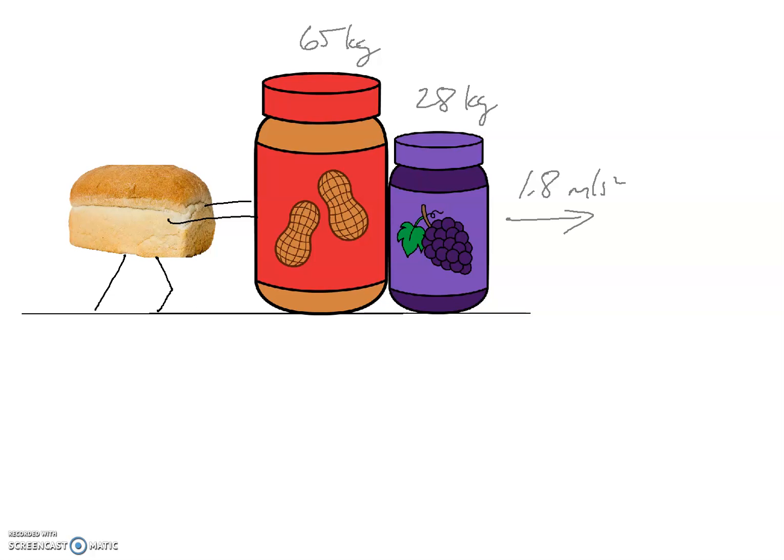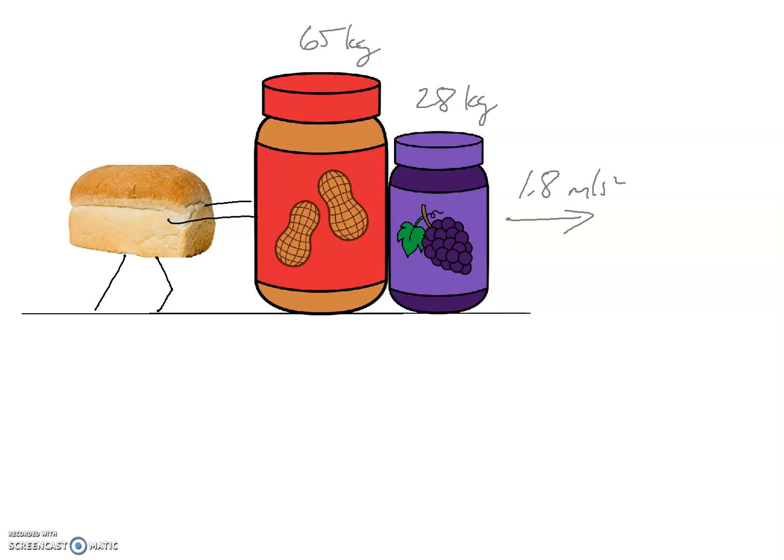Alright, so we have a loaf of bread pushing a jar of peanut butter and a jar of jelly, and there's 65 kilograms of peanut butter, we got 28 kilograms of jelly, and they're accelerating at 1.8. We're going to find out a few things about the situation. So let's just start simple. Let's find out how much the bread is pushing with.